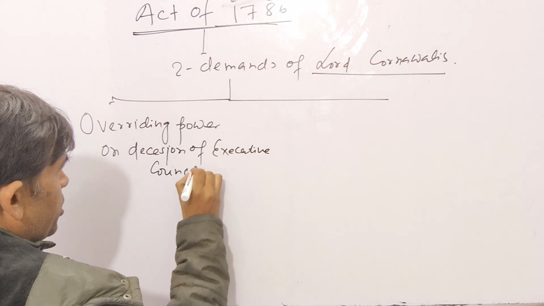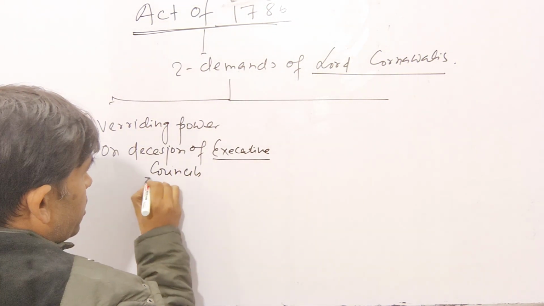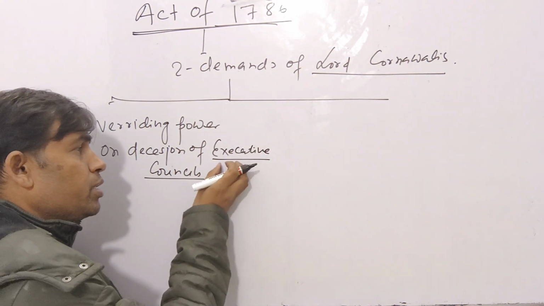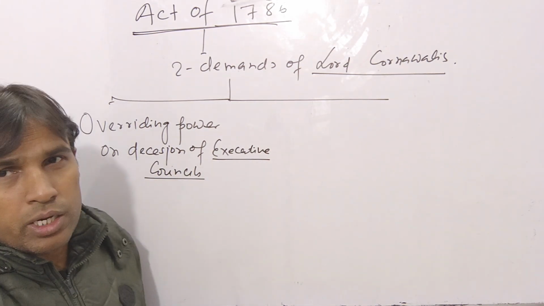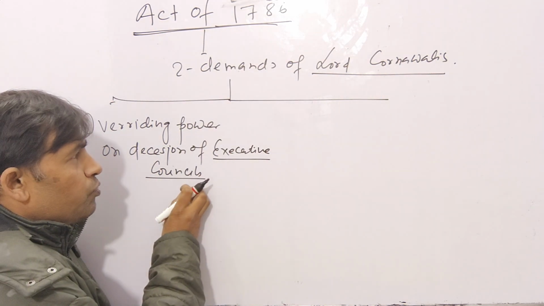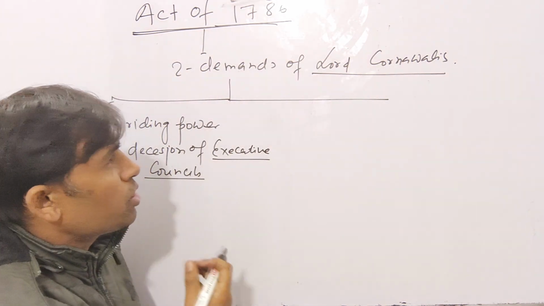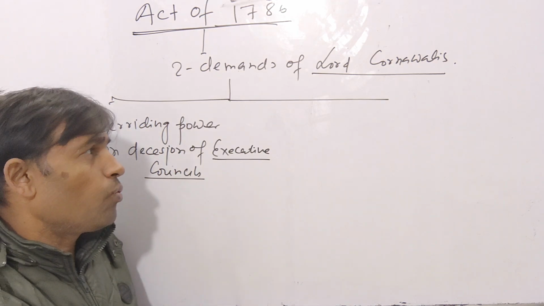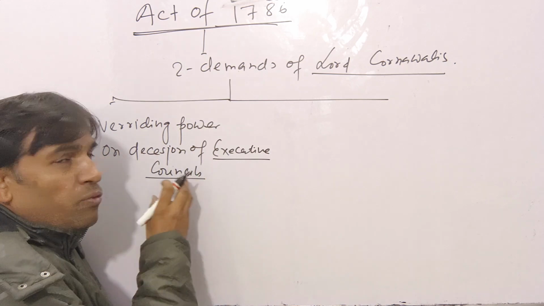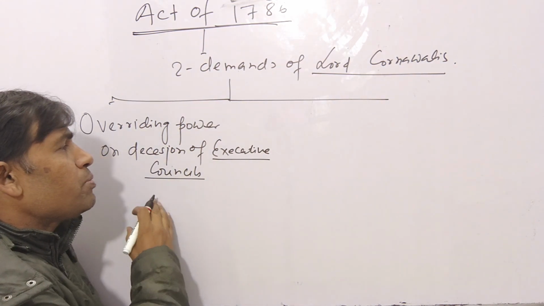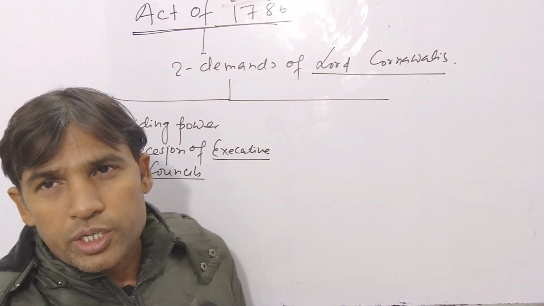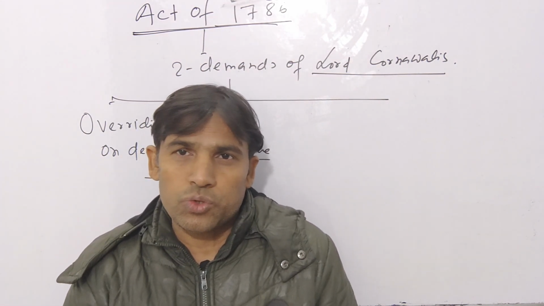As I have already discussed, what are the executive councils? As I discussed, the executive councils were established by the 1773 Regulating Act. These were the body who used to assist the Governor General of Bengal to work in a very efficient manner. But since there were four executive councillors, sometimes they used to dominate the Governor General of Bengal. So the Governor General of Bengal did not have as much power as he wanted to have.